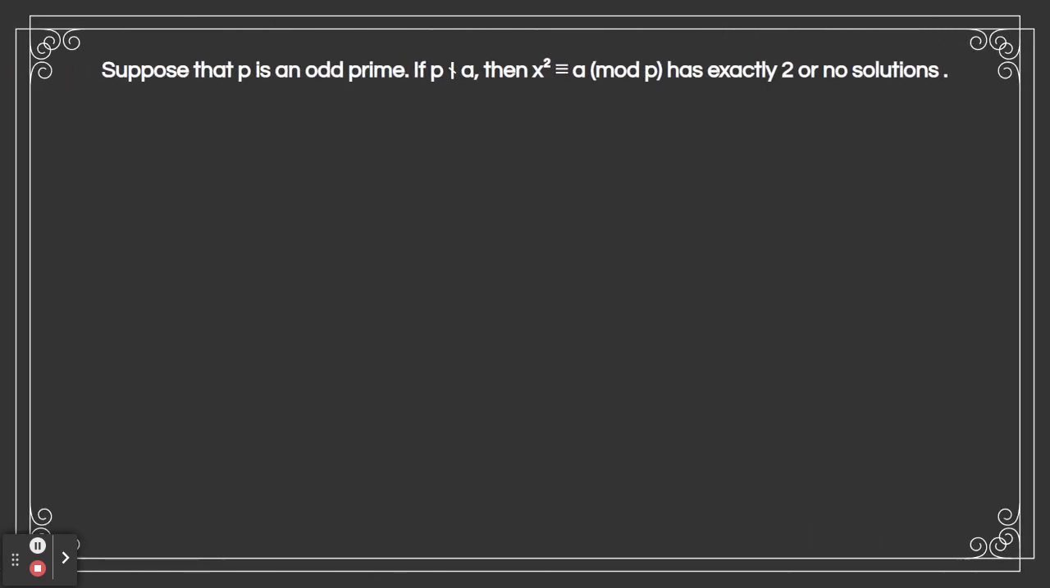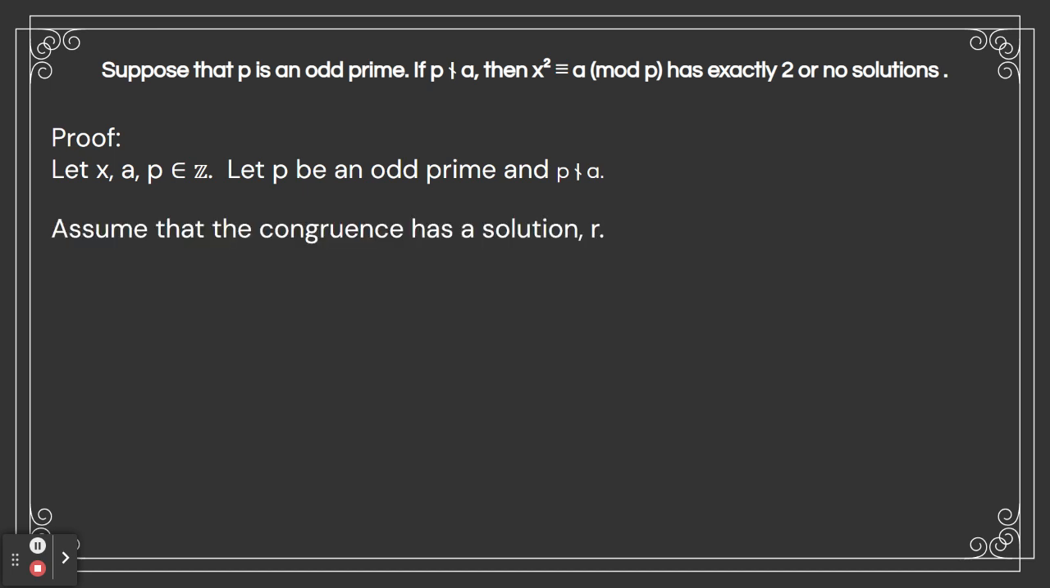Let's begin our proof. Here's our statement again that we have an odd prime, we have P does not divide A, and that we're going to try to show that there is exactly two solutions or no solution at all. Setting our scene, we know that our values need to exist in our integers. We know that P needs to be an odd prime and P does not divide A. We can assume that there is a congruence. We can assume that there is a solution to this congruence, and that's going to be our driving factor here. We're going to do a proof by assumption and then hopefully prove it true.